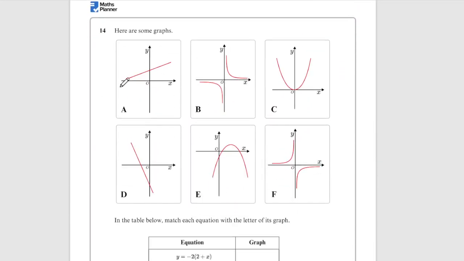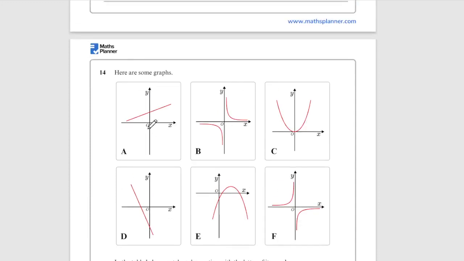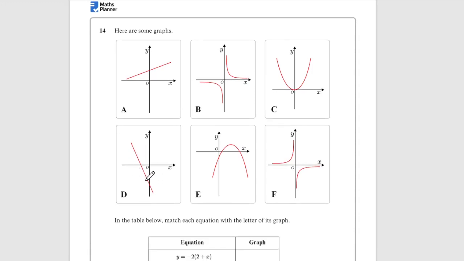Okay, question 14. Here are some graphs. Before we look at what we're matching to, we've got a linear graph, y equals mx plus c, with a positive c-intercept and positive gradient. We've got a reciprocal graph, so kind of a 1 over a function of x, or 1 over x. We've got a positive quadratic. We've got a negative linear with a negative intercept, so a negative gradient and negative intercept. We've got a negative quadratic, and we've got a negative reciprocal.